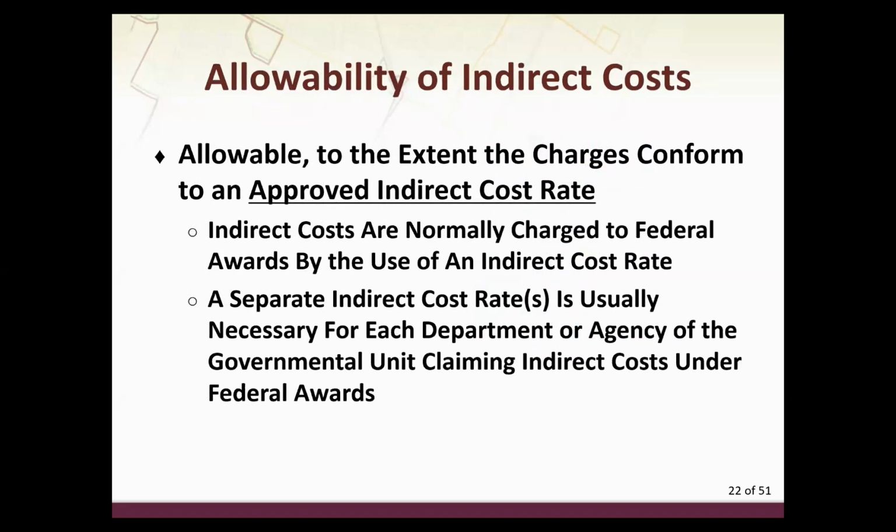And again, to underscore this critical component, an entity just can't decide to start charging indirect costs to a grant unless it has an approved indirect cost allocation plan. And the development of that plan must follow the prescriptive guidance that's provided in an appendix to 2 CFR 200. We'll talk about that in a second as well.